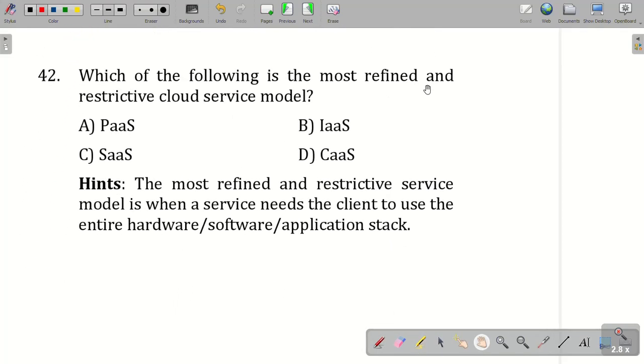Which of the following is the most refined and restrictive cloud service model? PaaS, IaaS, SaaS, CaaS. The most refined restrictive service model is when a service needs the client to use the entire hardware, software, application stacks, and all these are used in PaaS. So the correct answer is PaaS.